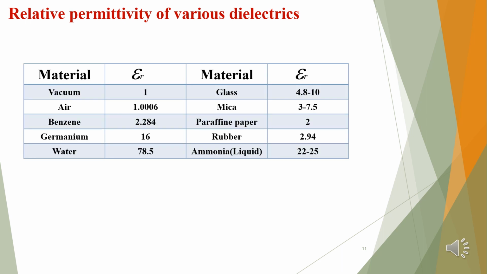Here we have taken a few materials and their relative permittivity is shown here. For vacuum, relative permittivity is 1. For air, it's 1.0006. For benzene, it's 2.284. Relative permittivity of germanium is 16. Relative permittivity of water is 78.5. For glass, it's 4.8 to 10. For mica, it's 3 to 7.5. For paraffin paper, it's 2. For rubber, it's 2.94. For ammonia liquid, it's 22 to 25. Relative permittivity of materials may change with change in temperature.